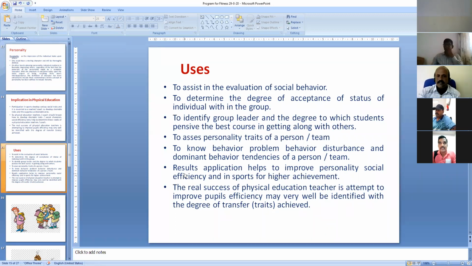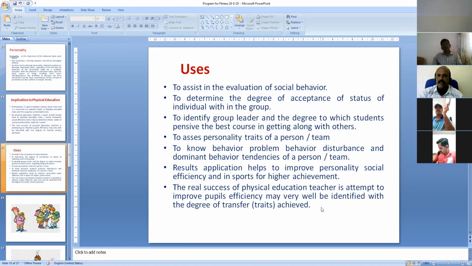Okay, so here in physical education and sports, these aspects, psychology and sociology, social efficiency qualities help us in understanding behavior and solving problems in a group or in a team, and help us improve personality and social efficiency in sports for higher achievement. The real success of a physical education teacher's attempt to improve people's efficiency may very well be identified with the degree of transfer achieved.